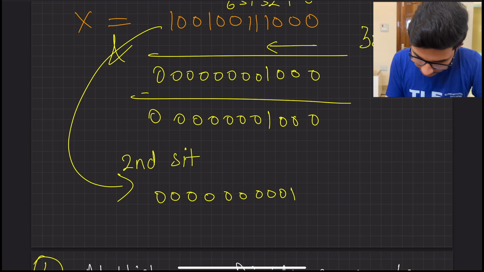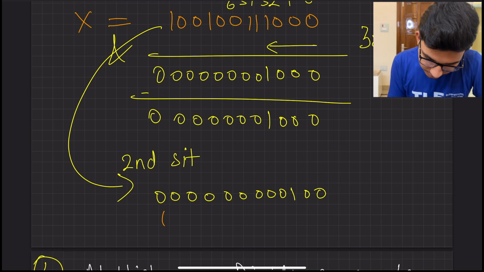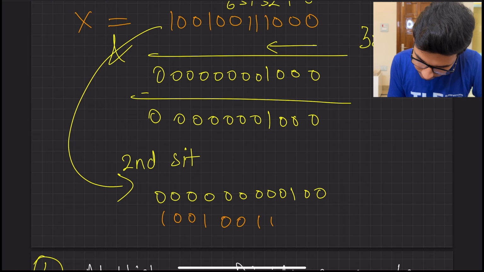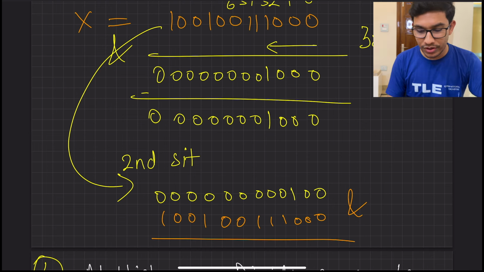There will be 0, 1, 0, 0. Okay. You want to take the AND of these two numbers. Again, I will repeat this x here: 1, 0, 0, 1, 0, 0, 1, 1, 1, 0, 0, 0. Now, if you take the AND of these two numbers, what will you get? You will get 0 at the end.